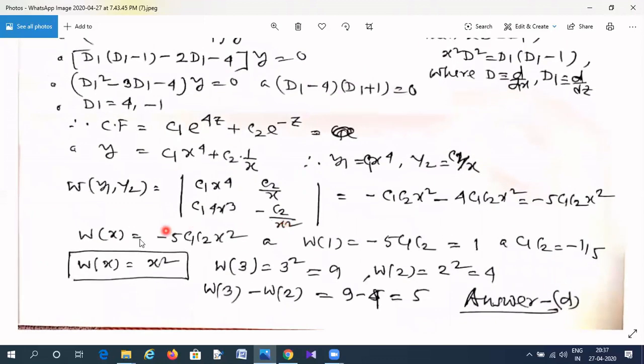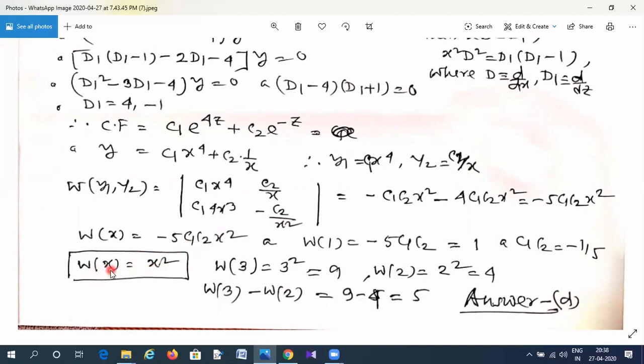Now, W(x) is equal to minus 5 c1 c2 into x square. It is given that W(1) is equal to 1. So if we put x equal to 1, W(1) is minus 5 c1 c2 into 1 square, that is 1. That means minus 5 c1 c2 is equal to 1. So the value of c1 c2 is minus 1 by 5. So W(x) becomes minus 5 and minus 1 by 5 will cancel, and the only term here is x squared. So the Wronskian of x is equal to x squared.